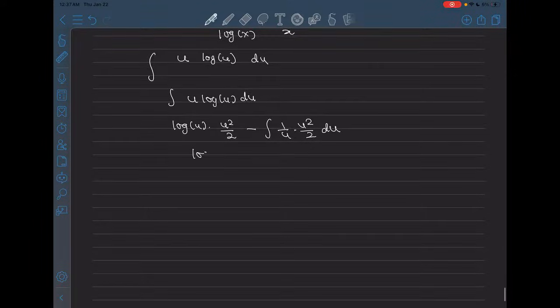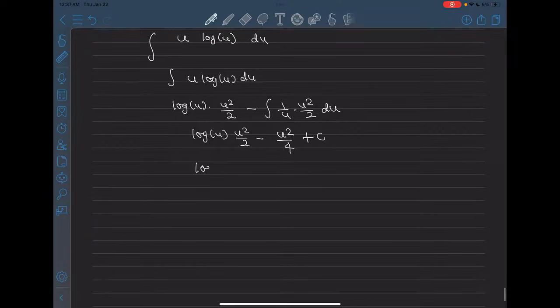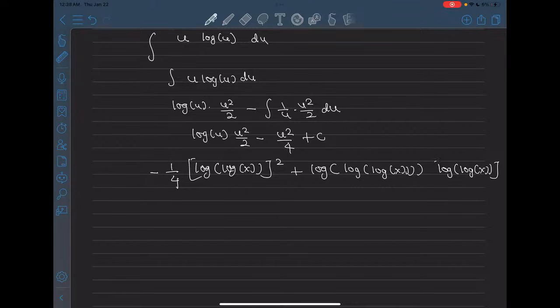So now this is log u times u square by 2 minus, now this is u by 2, so u square by 4 plus c, and u is log of x, so log of x whole square with 1 over 4 minus sign plus log of x, right? And then with log of x whole square over 2. Yeah, that should be the answer. Let's see.